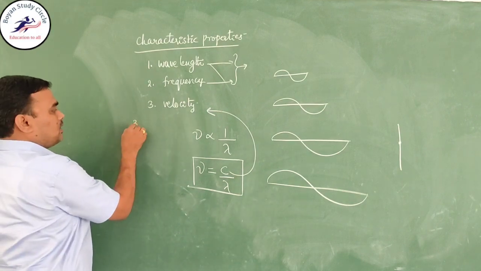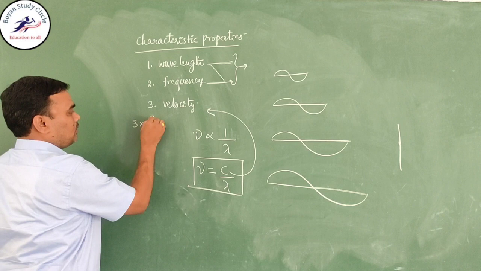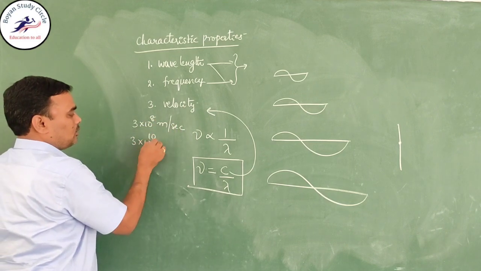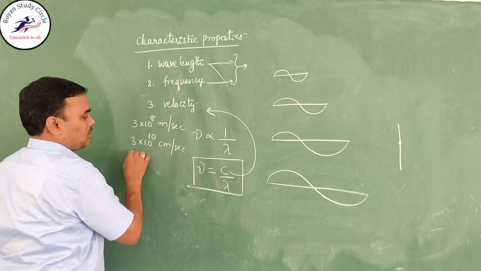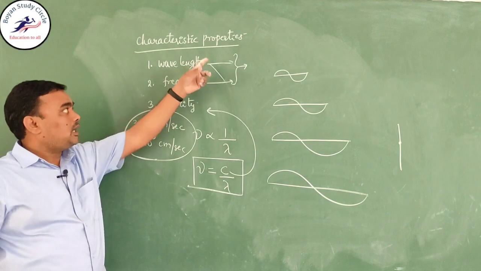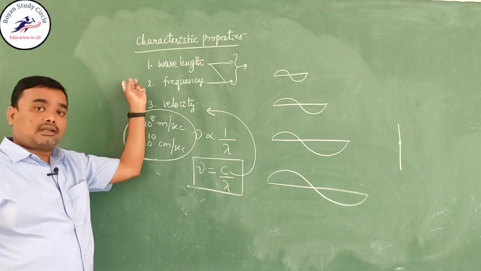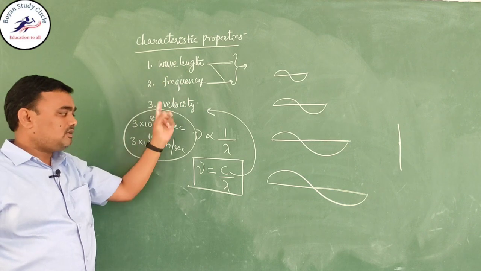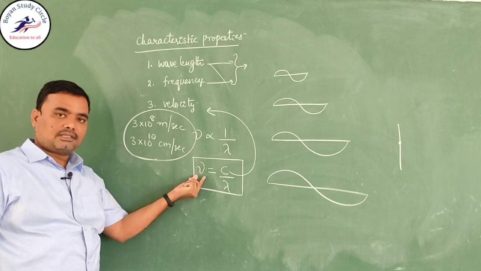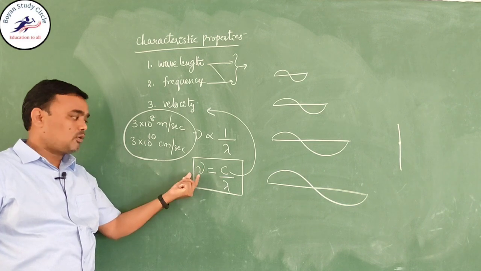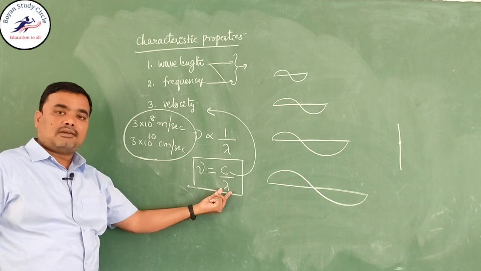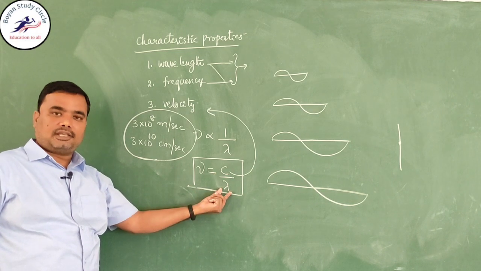So what is the velocity of light? In general, you can write 3 into 10 to the power of 8 meters per second, or 3 into 10 to the power of 10 centimeters per second. It is a constant value. Among these three characteristic properties, the relation is nu is equal to c by lambda. Here nu is the frequency of the given electromagnetic radiation, c is the velocity of light, and lambda is the wavelength of that electromagnetic radiation.